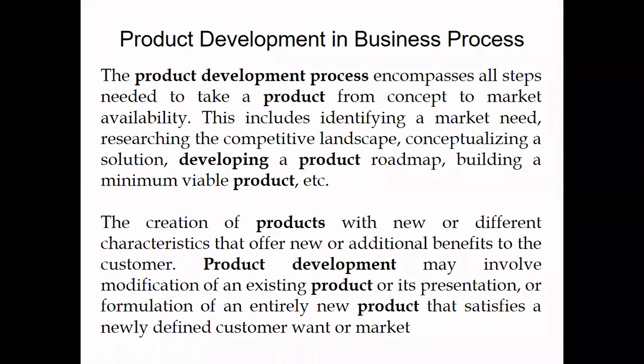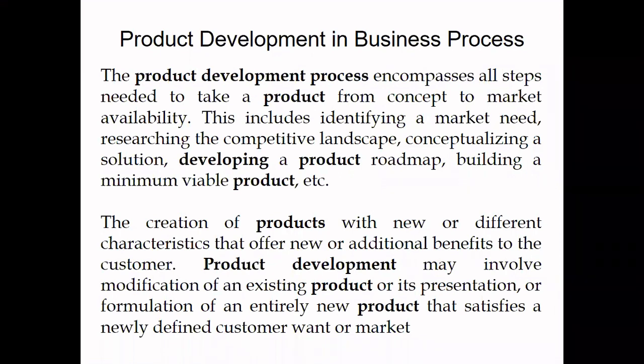The product development process is a business process very much needed to take a product from concept to market availability. This includes identifying a market need, researching the competitive landscape, conceptualizing a solution, developing a product roadmap, and then building a minimum viable product. You can see this: identifying a market need, researching the competitive landscape, and taking the product from concept to market availability.